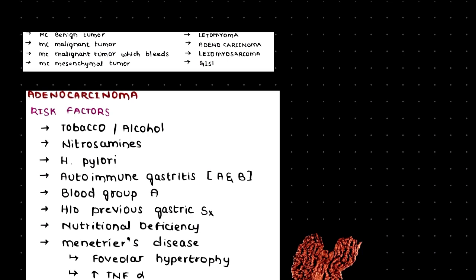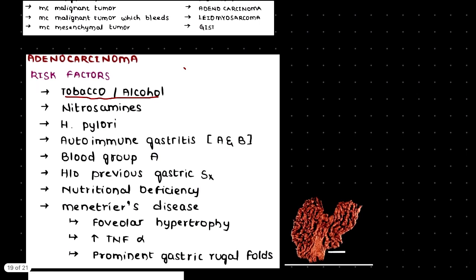Now, without delay, the first and foremost risk factor is tobacco and alcohol. Tobacco and alcohol produce irritation to the lining of our GIT, and that may eventually lead to adenocarcinoma. Similarly, another risk factor is nitrosamines. These are so important because they are the most common cause of adenocarcinoma in our stomach. The sources of nitrosamine are smoked food or salty food.